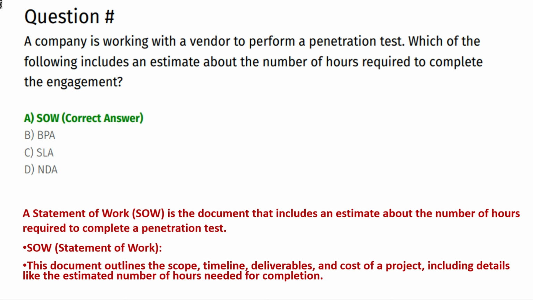So let's check the explanation. A statement of work is a document that includes an estimate about the number of hours required to complete a penetration test. This document outlines the scope, timeline, deliverables, and cost of a project, including details like the estimated number of hours needed for completion. So that's why the correct answer for this question is option A, a statement of work. So let's move to the next question.